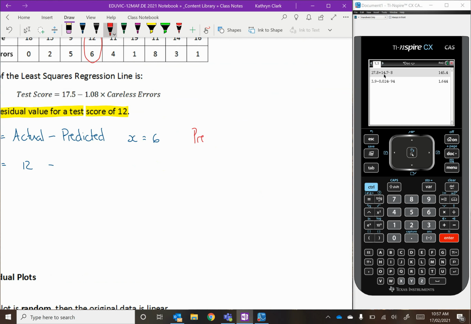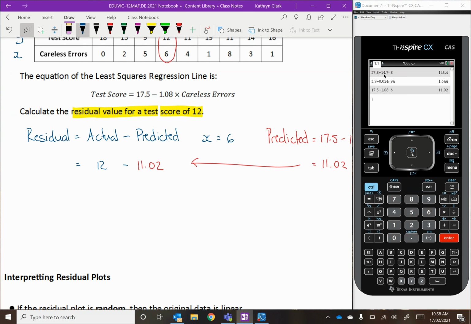So our predicted value is equal to 17.5 minus 1.08 times 6 careless errors. So our least squares regression line suggests that when I make 6 careless errors, I should get a score of 11.02. But I got an actual score of 12. So that goes in over there.